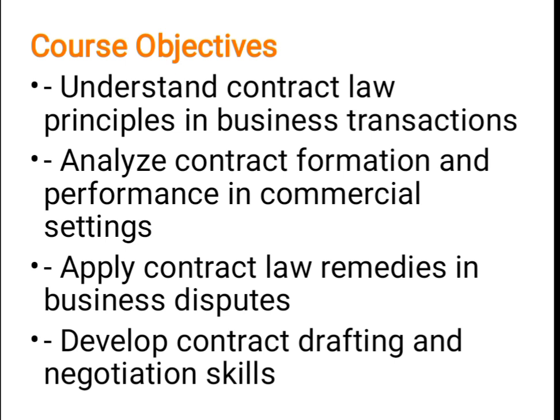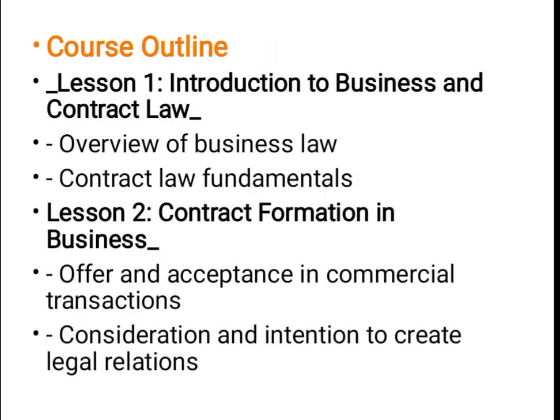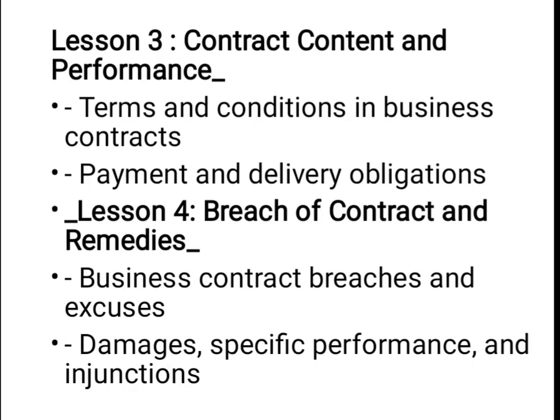Our course outline is going to include introduction to business and contract law, where we are going to look at an overview of business law, and also fundamentals of law of contract. We are also going to look at contract formation in business. This is where we are going to look at offer and acceptance in commercial transactions. Also, we are going to look at consideration and intention to create legal relationships. In lesson 3, we will look at contract content and performance. In this, we are going to look at terms and conditions in business contracts, and payment and delivery obligations.